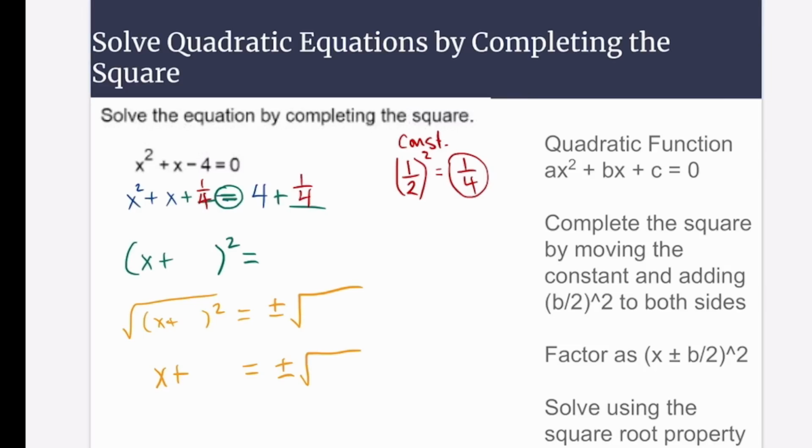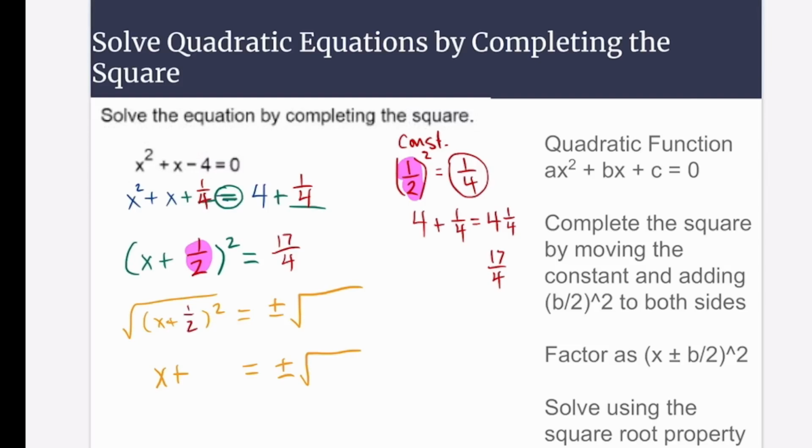The right side I do need to simplify. So I have to do 4 plus 1/4. We do not use mixed numbers. So if you do want to write 4 and 1/4, you have to convert that to an improper fraction. We get 17/4. That's going to be on the right side of our equation. On the left side, our factored term is inside those parentheses. It's the term we're squaring. So we're going to end up with x plus 1/2 squared equals 17/4.